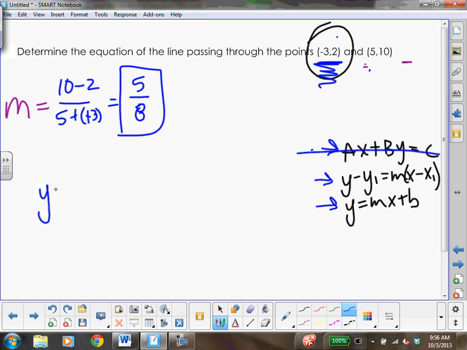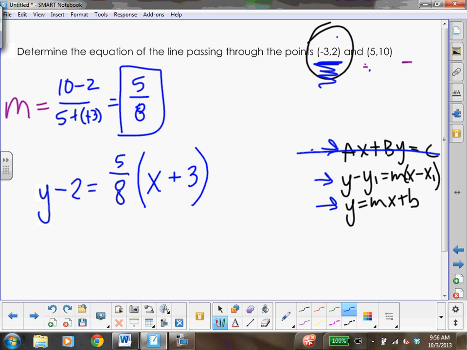So I have to do the y and then the opposite of the y value. So the opposite of 2 is -2, equals m, which I know m to be 8 over 8, times x, and I have to do the opposite of -3, so that's positive 3. And this would be the equation of my line.